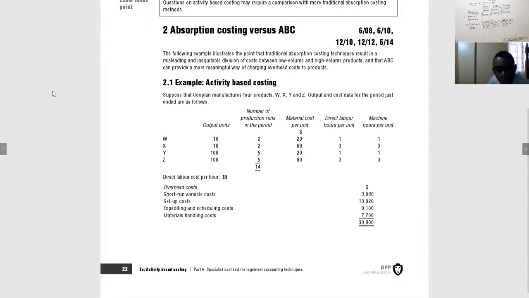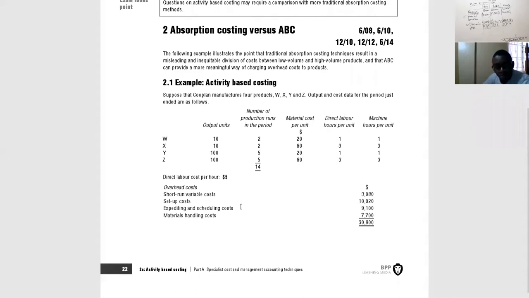So we are told here, suppose that Coupland manufactures 4 products, W, X, Y, and Z. We are told the output and data for the period just ended are as follows. You can see W, X, Y, and Z. They have given us the output units, the number of production runs in the period, the material cost per unit, the direct labor cost, and the machine hours. They have given us the direct labor cost per hour is $5.